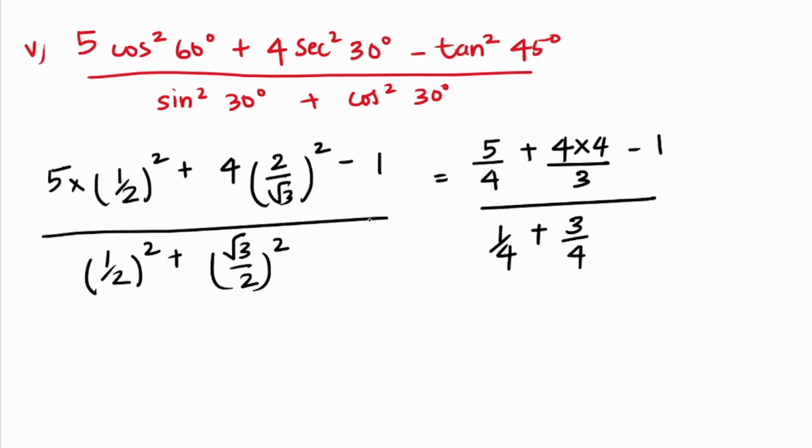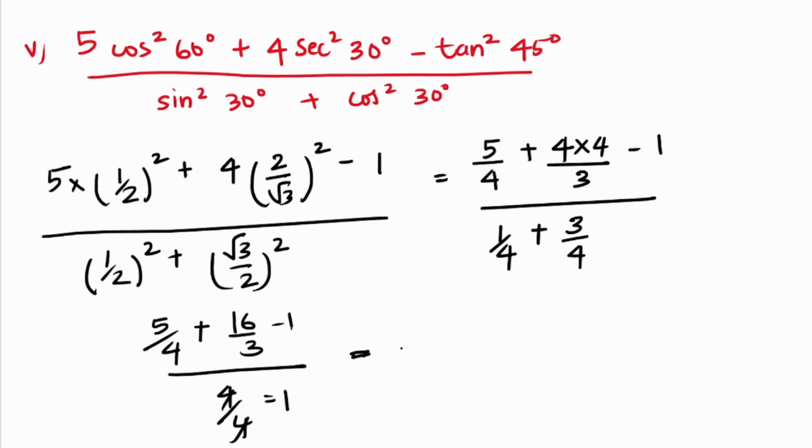Here you have to take the LCM, right? So it is 5 by 4 plus 4 into 4, 16 by 3 minus 1. Here you have 1 by 4 plus 3 by 4 is 4 by 4. So you cancel, you will get 1. The denominator will be 1. Okay. Now on further solving, you have to take the LCM.